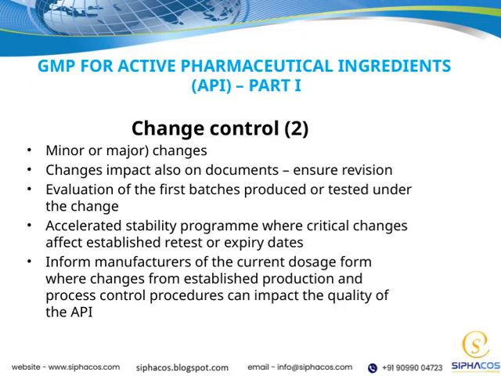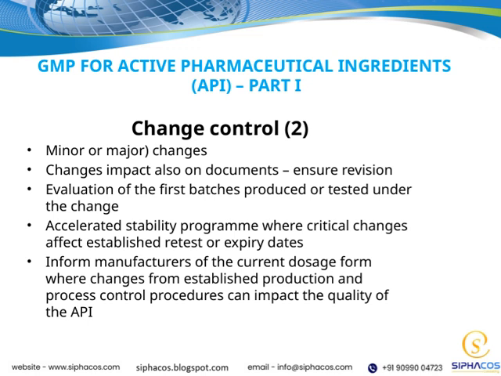Let's talk about change control, specifically focusing on minor and major changes. When we make any changes to the manufacturing process or the product, it's crucial to understand how these modifications can impact the final product. Changes can also affect the related documentation, so it's essential to revise and update all relevant records accordingly. Additionally, it's important to evaluate the initial batches that are produced or tested under these new conditions. This helps us confirm that the changes haven't compromised the quality or performance of the active pharmaceutical ingredient.